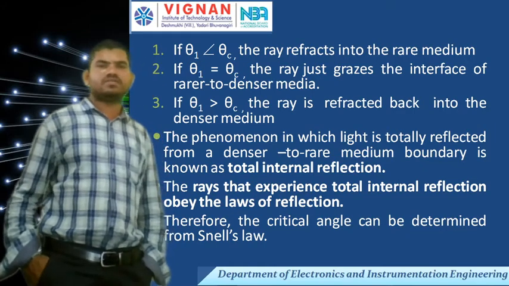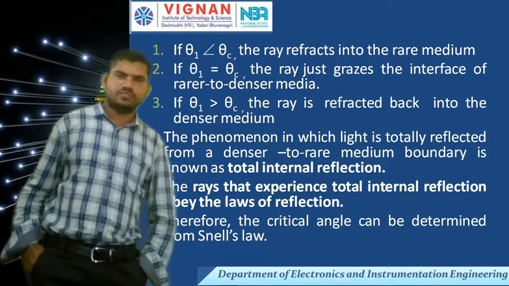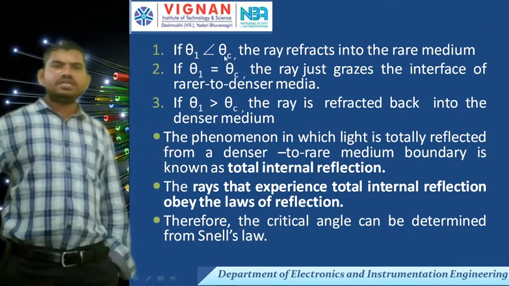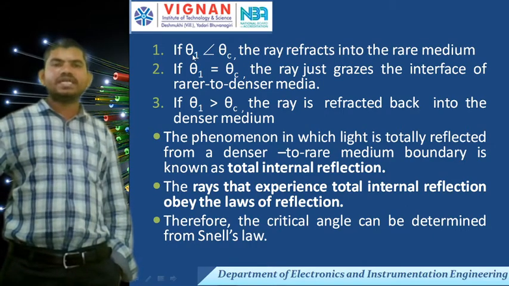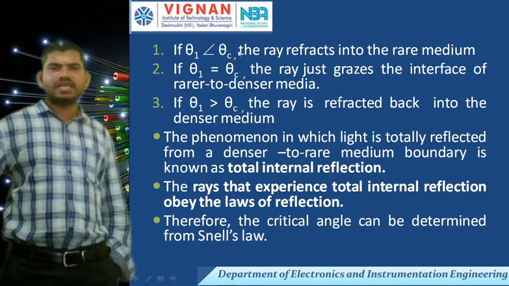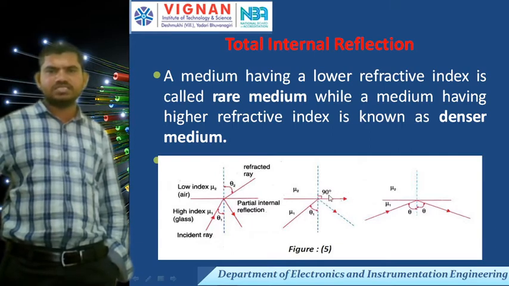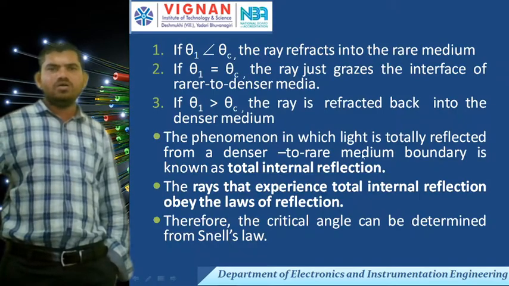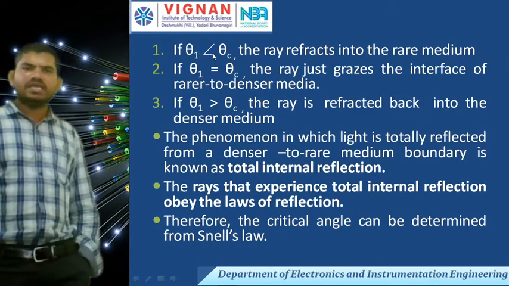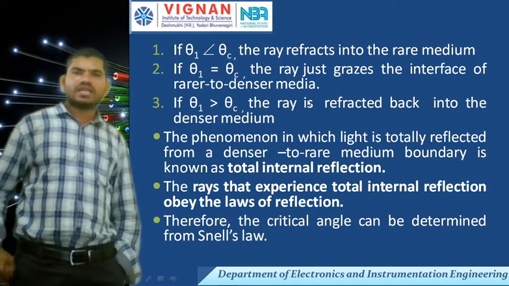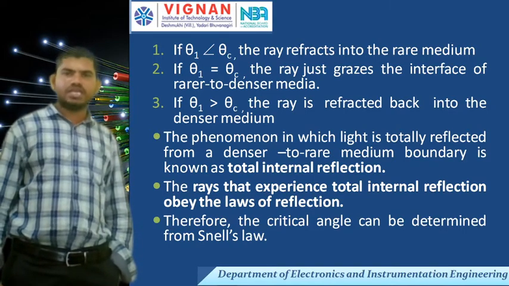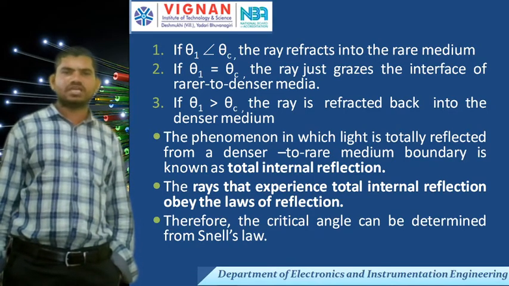There are three cases. First case: when theta 1, the incident angle, is less than the critical angle theta c, here this is theta c, the critical angle theta c. Okay, now if the incident angle theta 1 is less than theta c, the ray refracts into the rarer medium.